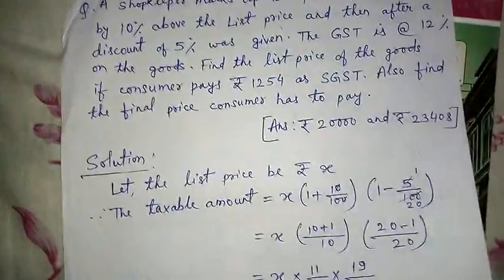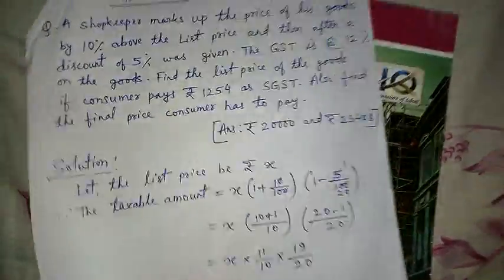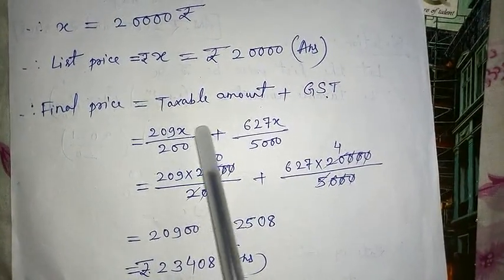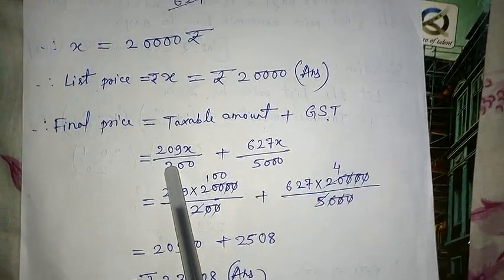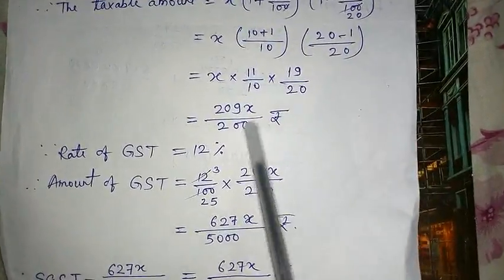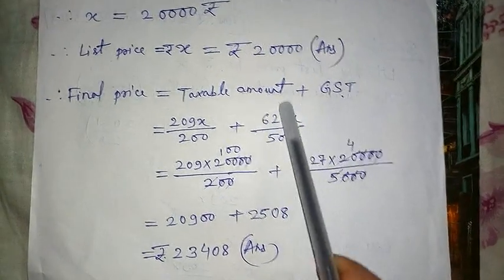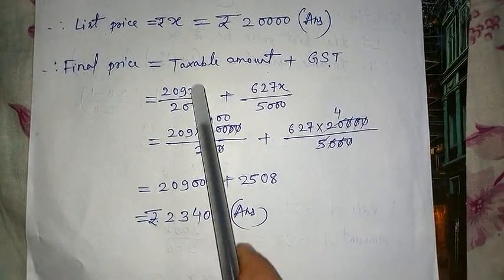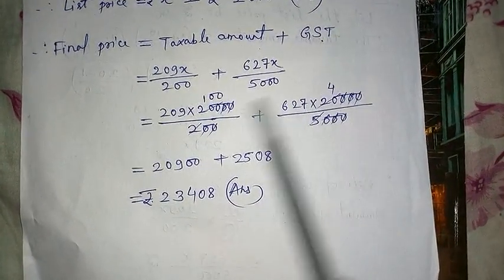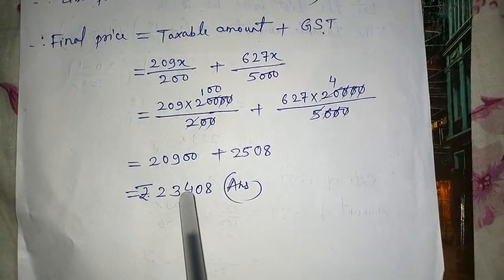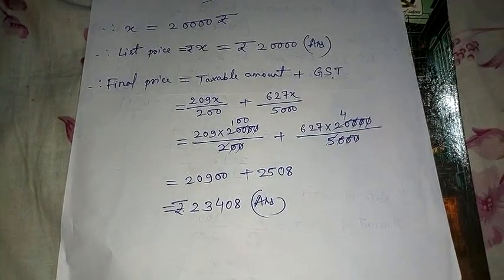And the second question is to find the final price. Actually, final price means taxable amount plus GST. So the taxable amount has come, 209X by 200, you write this one, and plus this is our GST. Now you can put the value of X in both places, cancel, and then add it, then you get 23,408. This is our final answer.